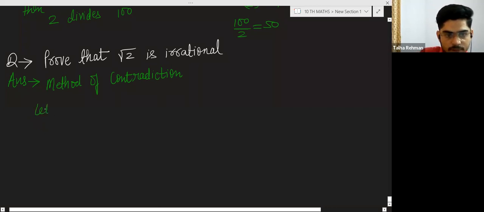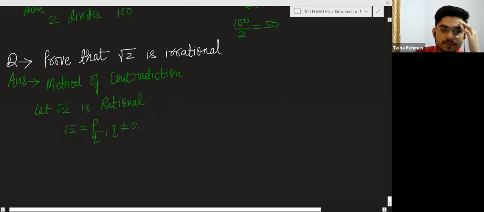Let root 2 be rational. So I can say root 2 can be written in the form of p upon q, where q is not equal to 0. And one of the most important things is that p and q are co-primes.